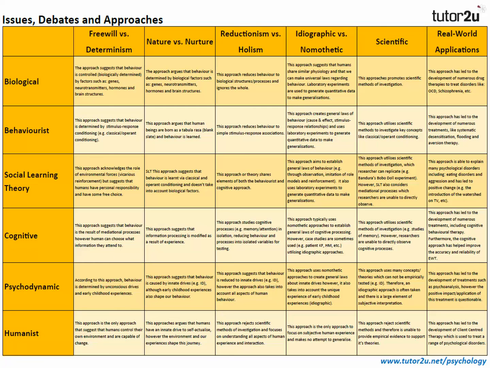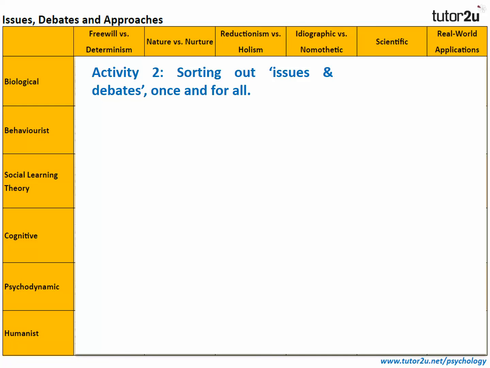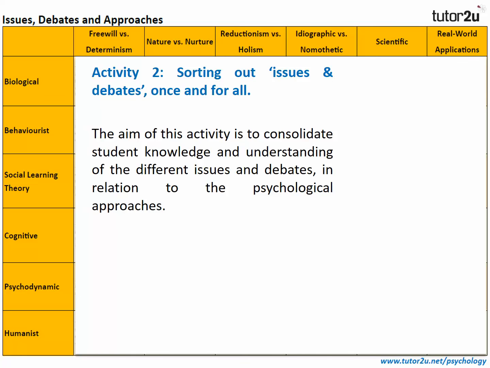Okay. So just to show you how that might work, and this is why I've called this activity sorting out issues and debates once and for all. The aim is really just to consolidate their knowledge. So I wouldn't do this early on. I would wait until you've taught the issues and debates and you've taught all of the approaches, and then use this as a really nice finishing piece where they have all the information mapped out in a huge table that will enable them to answer many, many different types of essay questions, whether they're in the approaches topic or whether they're in the issues and debates topic.